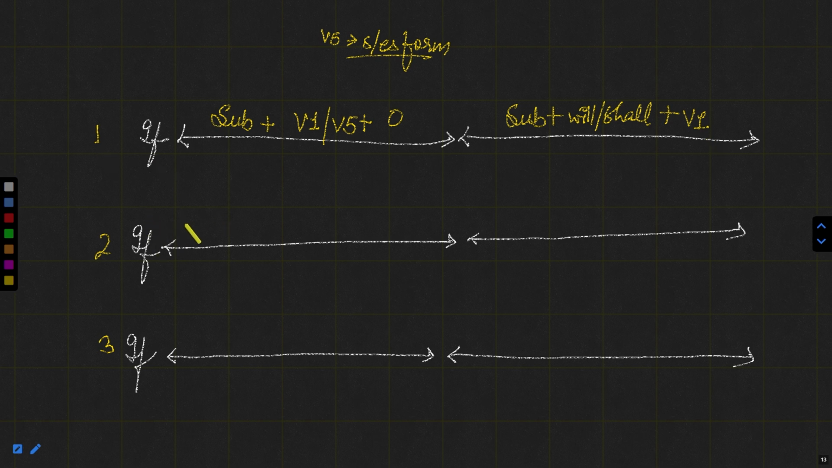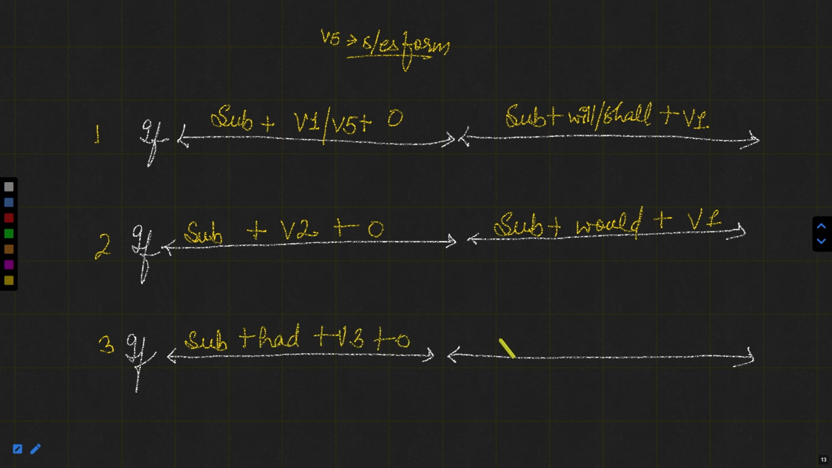Now in the second part we have subject plus verb second form, that is the past condition, and after that we have object. In the later part we have subject plus would. Here will is converted into would, and after that first form, because would is also a modal, so we'll have verb first form only. In the third condition we have past perfect tense, that is subject plus had plus verb third form plus object, and the remaining part will be subject plus would plus have plus verb third form. So these are the structures of conditional sentences.